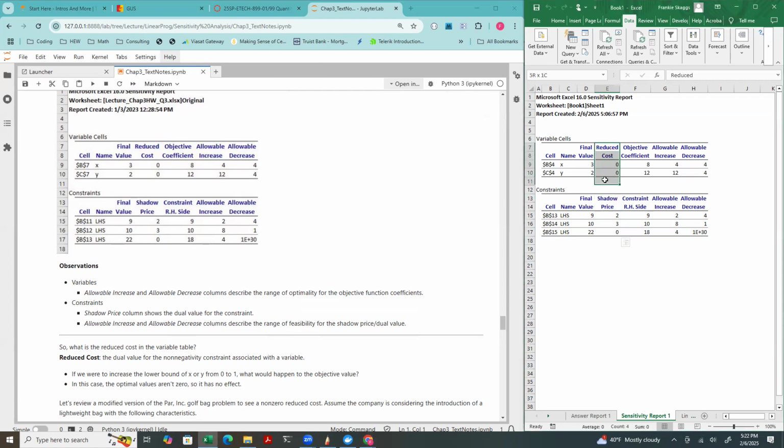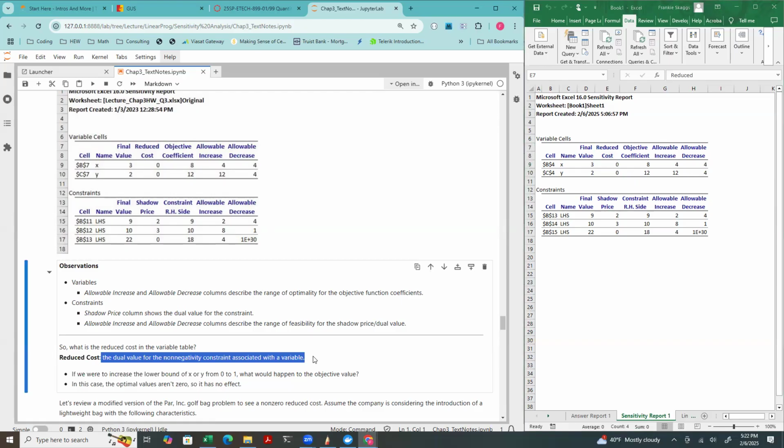This value here, it was both 0 and the one above, but let's work on a problem in a little bit where that reduced cost will not be 0. And you can see the definition here that you'll want to become familiar with for the exam. The reduced cost is the dual value for the non-negativity constraint for a given variable. So you can see why we saved this for last, because we had to talk about dual values and shadow prices before that definition really made sense.